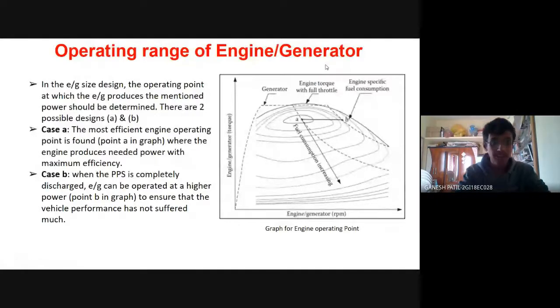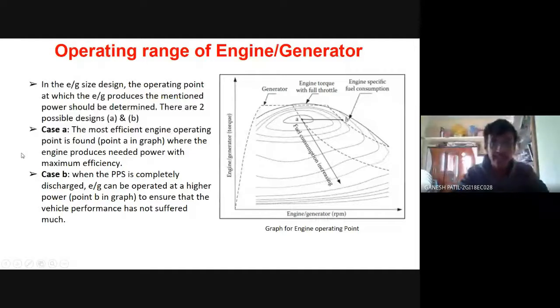So as I discussed again, there are two cases where we operate the vehicle. One is constant speed and the other is start-stopping. So depending on these two, there are two possible operating regions where an engine can be operated. As I said, the engine is not directly coupled with the transmission, so we can operate the engine at our desired region to get the maximum performance from the engine.